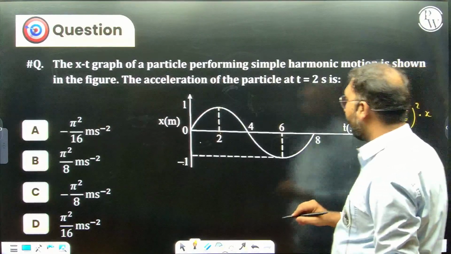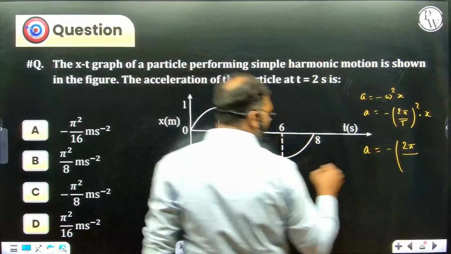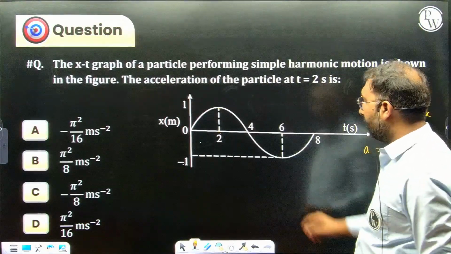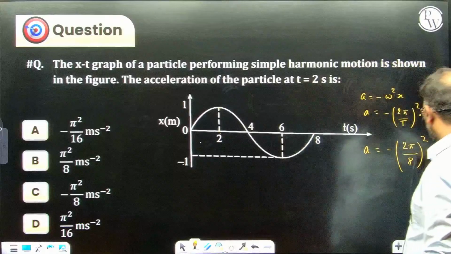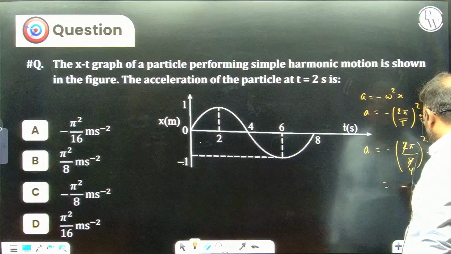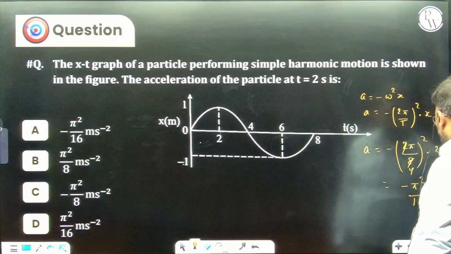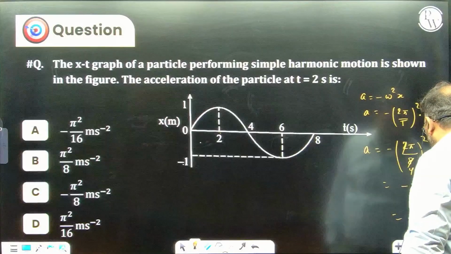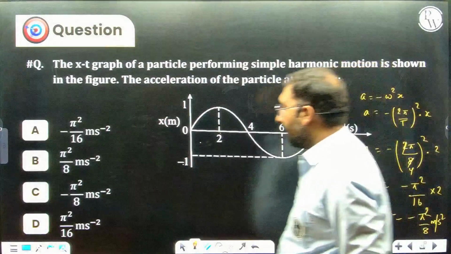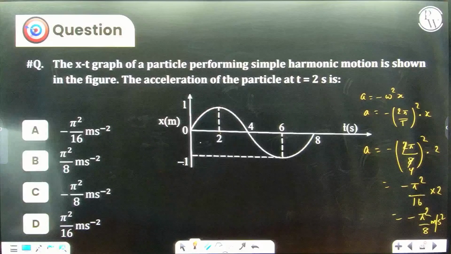And what is the time period of oscillation? You can see that it is completing one cycle in 8 seconds. So (2 pi by 8) square multiplied by x. What is the position of the particle? It is 2. So this is 4, so this is minus pi square by 16 into 2. This is minus pi square by 8 meter per second square. That is the correct answer for this numerical.